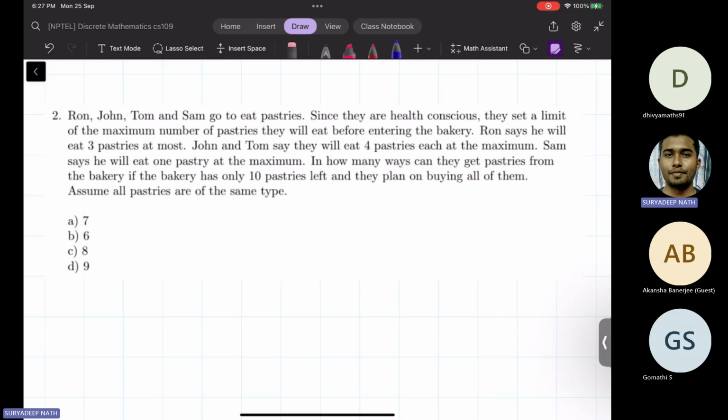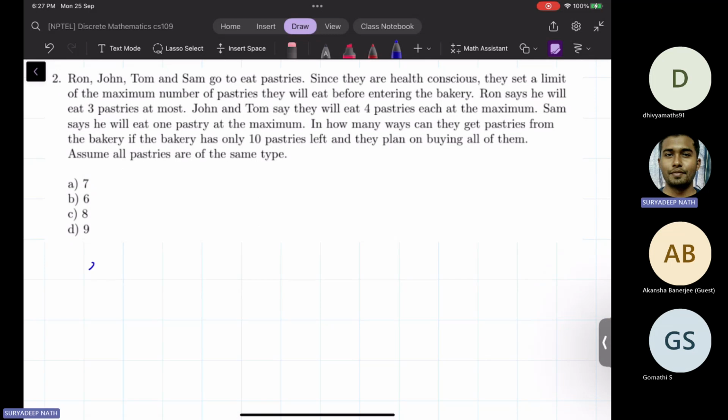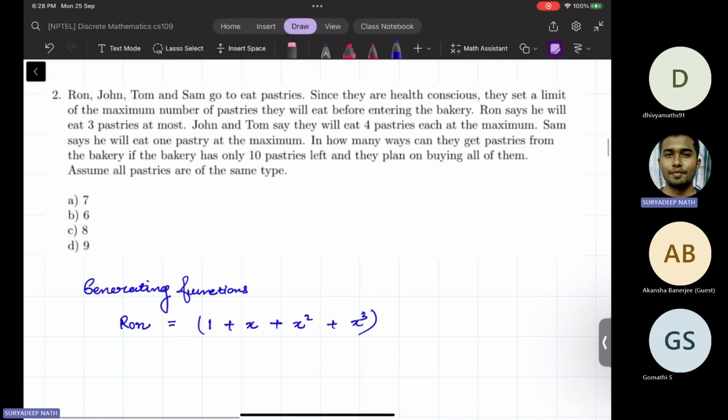So again, we'll have to write the generating function. For Ron, he says that he will eat 3 at most. So the generating function is 1 plus x plus x squared plus x cubed. We are able to write it like this because all the pastries are identical, and since they are identical, 2 pastries or 3 pastries or any number of pastries can be picked in only one way. Otherwise, if they were different, we would have to adjust the coefficients in the generating function as well.